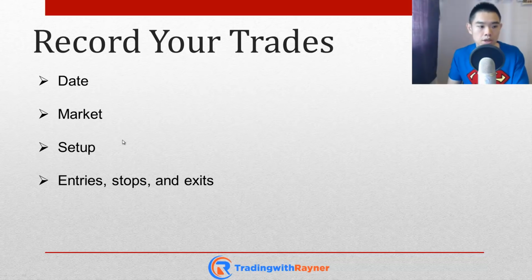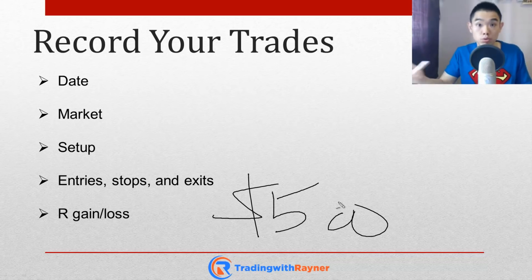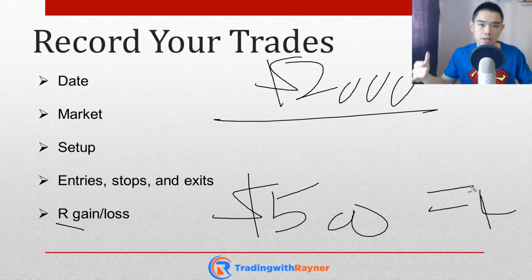The price that you entered, the stop loss level, and the price that you exited your trade, whether it's a winner or loser. And finally, very important, you need to have the R multiple, whether it's a gain or a loss. Let's say you put on a trade and risk $500. Let's say you gain $2,000 on the trade. It's a winner. So what is the R multiple? You take your winnings, $2,000, divided by your initial risk, $500. 2,000 divided by 500 equals 4. In other words, you made a 1 to 4 risk to reward on your trade.